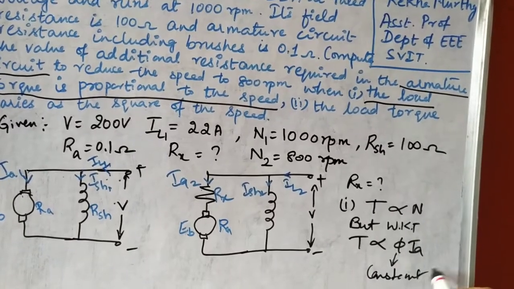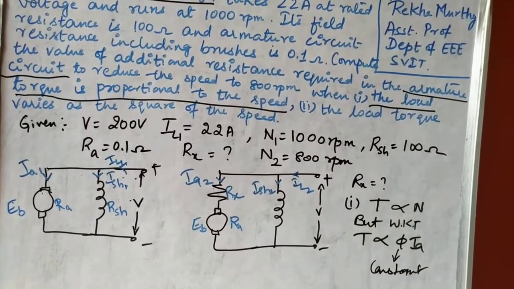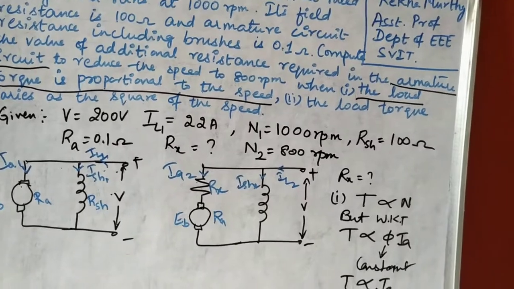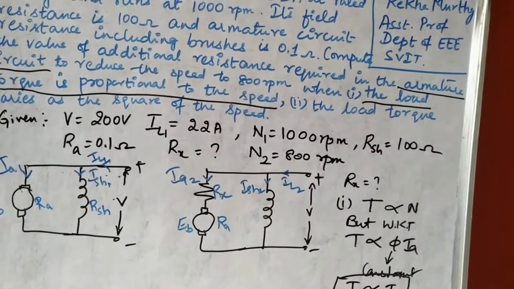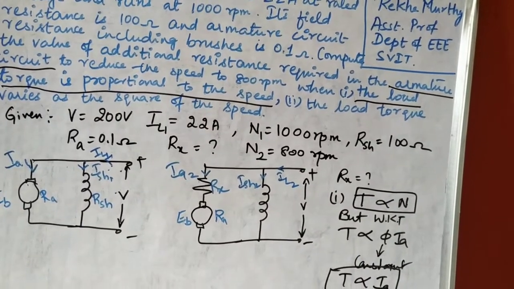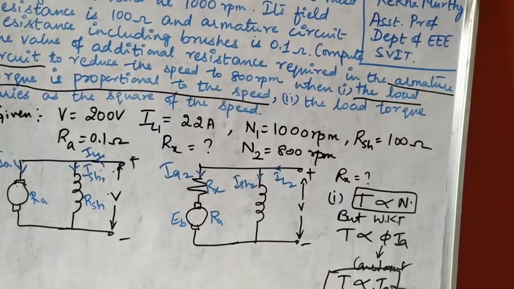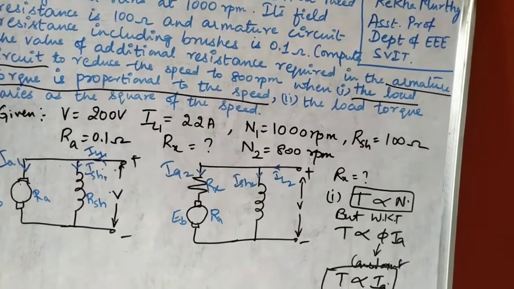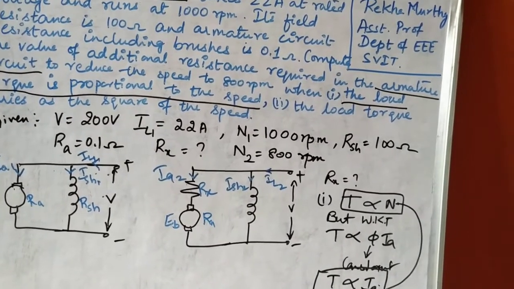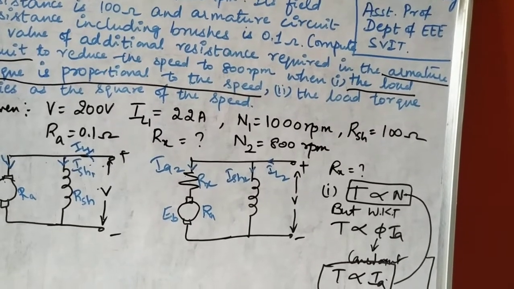Right? So therefore, from this, the torque is proportional to Ia. If the torque is proportional to Ia, and here torque is proportional to N, that means we can write the speed N is proportional to Ia. That means this speed is proportional to Ia.